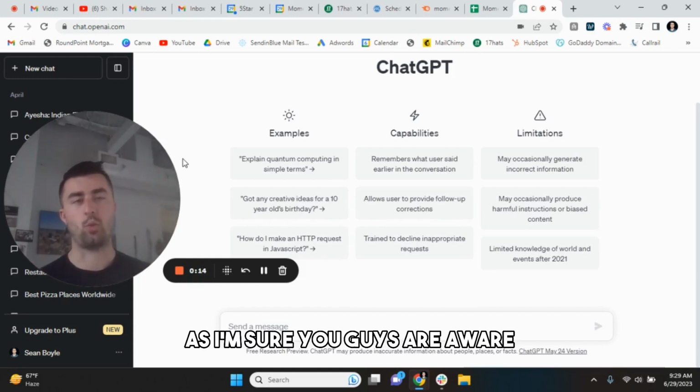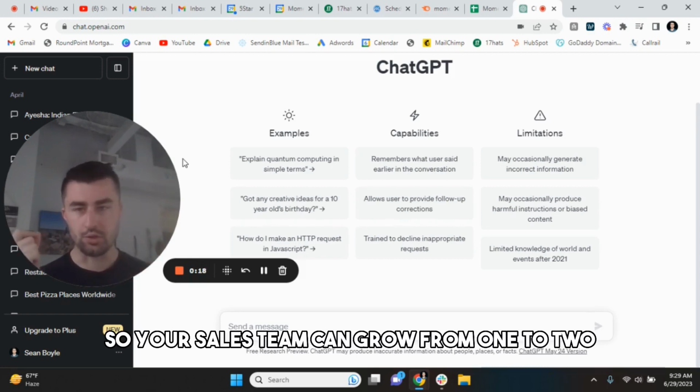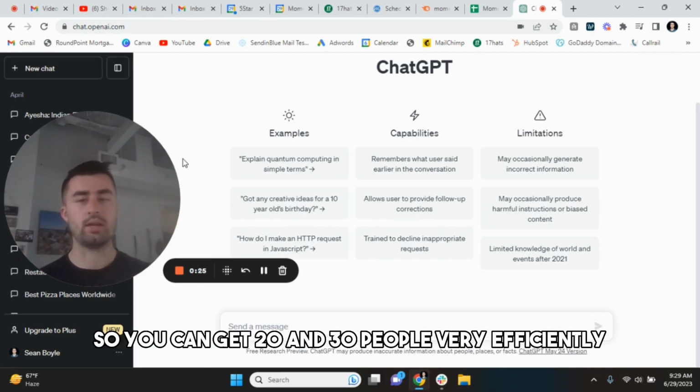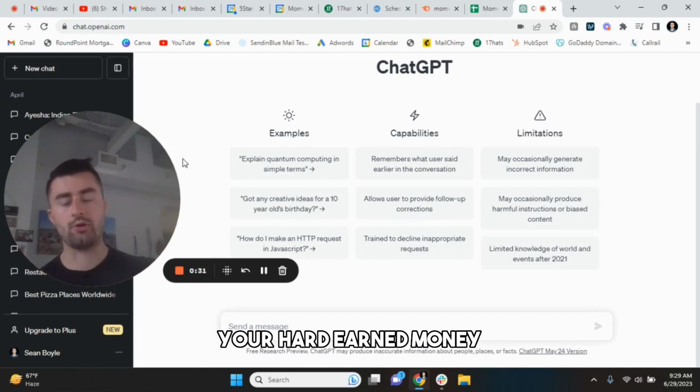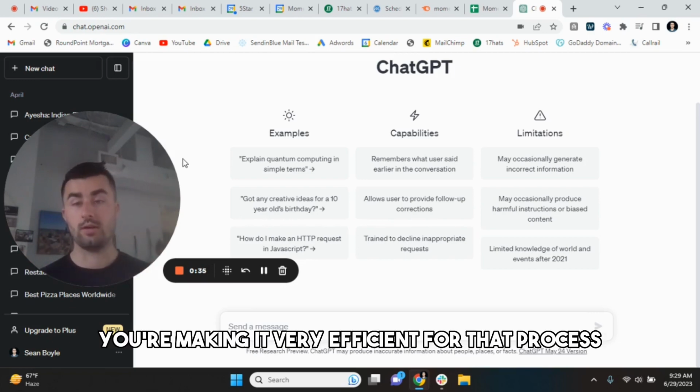As I'm sure you guys are aware, what we're going to be doing is really building systems in place so your sales team can grow from 1 to 2 to 3 people and 10x that, so you can get 20 and 30 people very efficiently. So you're not wasting your resources, your hard-earned money, your time, and your energy. Okay, you're making it very efficient for that process.